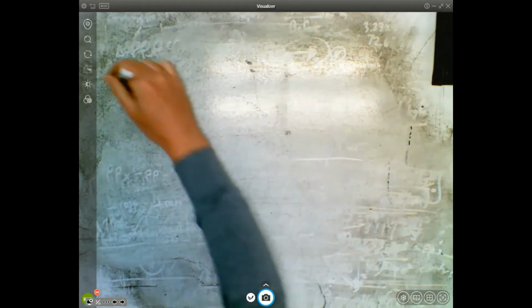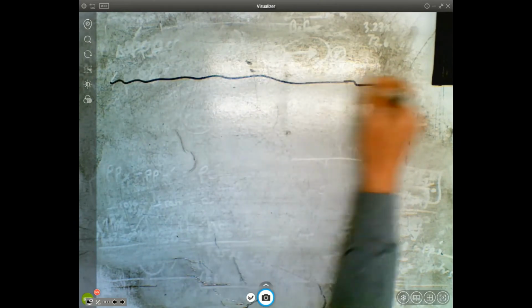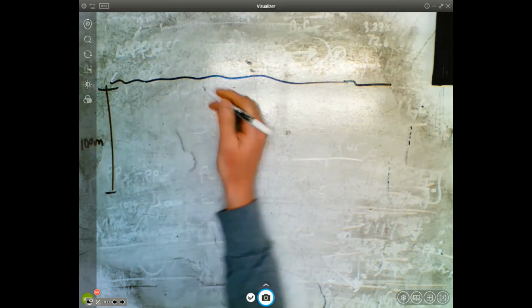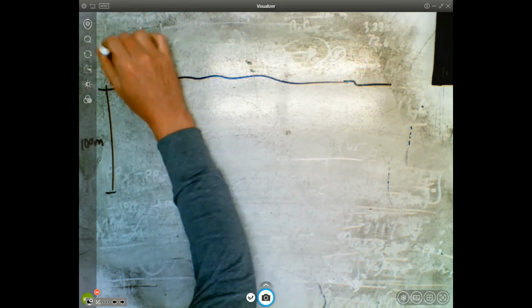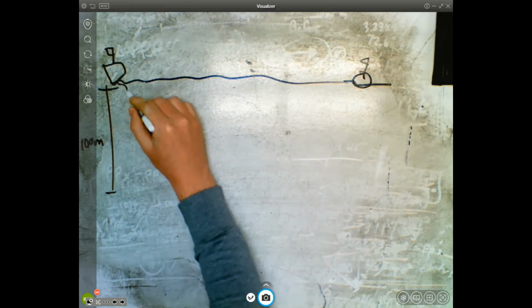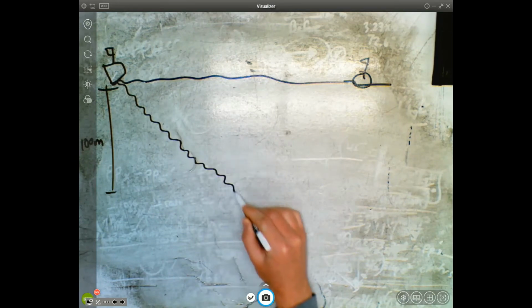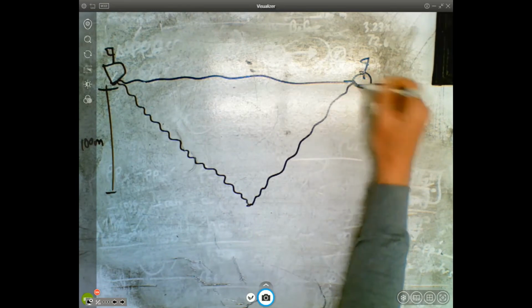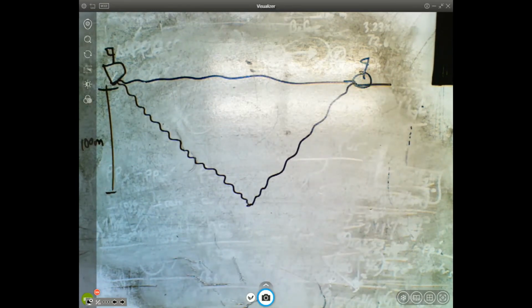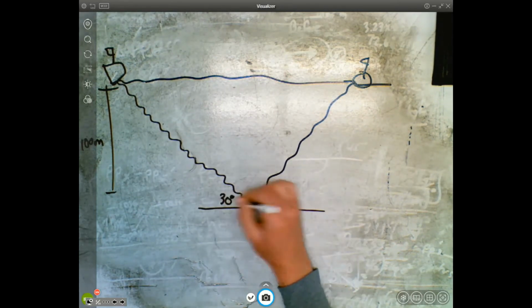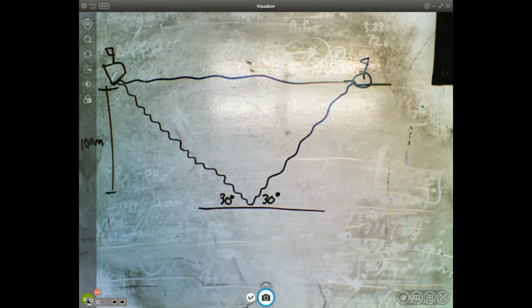So we have our water here, and it says that our lake is 100 meters deep, and here's our boat. There we go. And then here's our buoy over here. So it sends a sonar signal, and then it hits the bottom of the lake, and then it bounces up and goes to that buoy there. It says it sends a sonar signal at an angle of 30 degrees from the bottom of the lake. So this is 30 degrees.